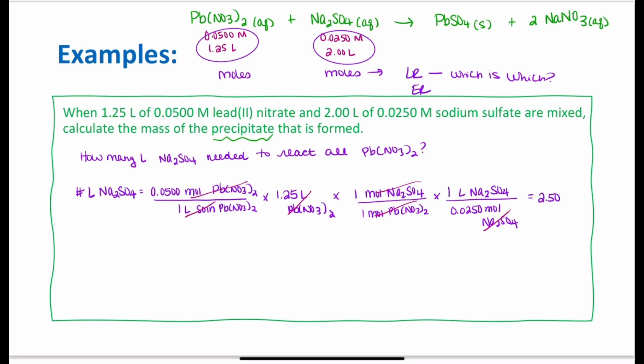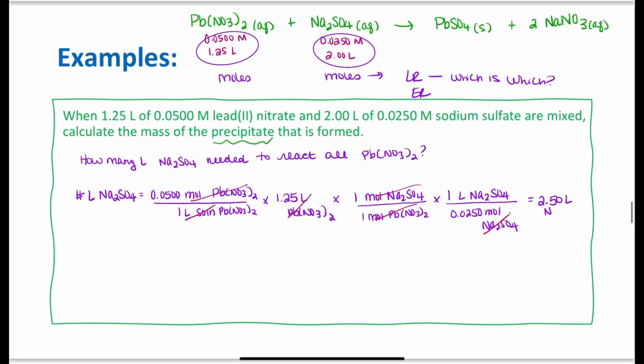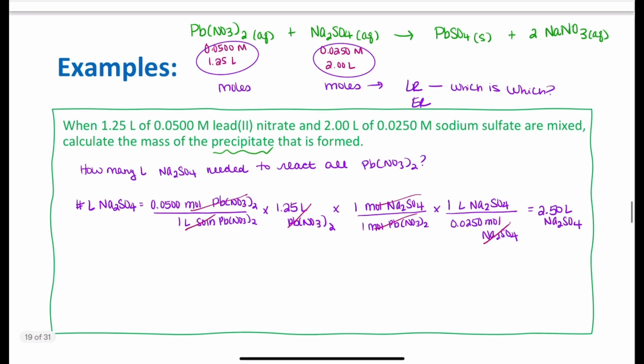Calculate this out, and I get an answer here of 2.50 liters of Na2SO4. So that means in order to react all of my lead-2 nitrate, I need 2.50 liters of the sodium sulfate, but I don't have that much. So this very quickly tells me that this is my limiting reactant and this is my excess reactant. Now I can answer the question. I know I only have 2 liters of sodium sulfate, therefore sodium sulfate has to be my limiting reactant. Therefore, I'm going to go ahead and solve this question using that as the math for my limiting reactant.